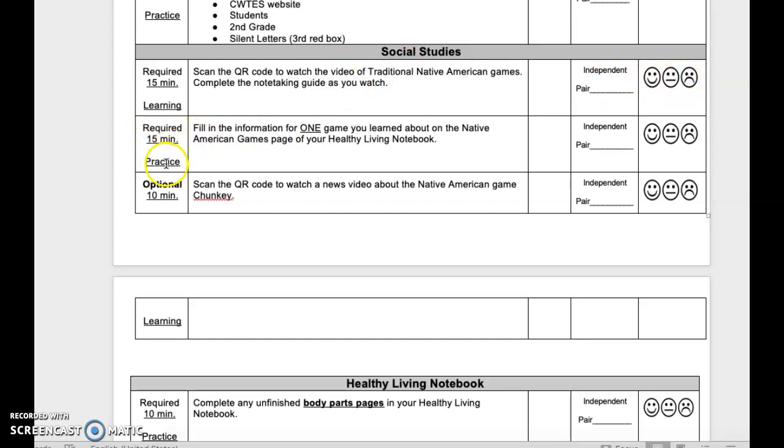Required 15-minute practice. Fill in the information for one game you learned about on the Native American Games page of your Healthy Living Notebook. This is independent or pair. Reflect when done.